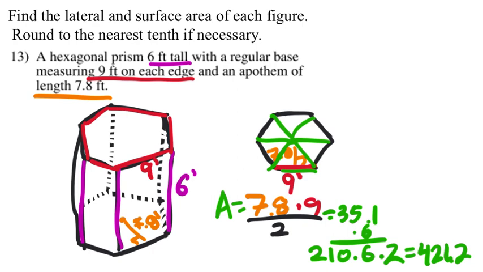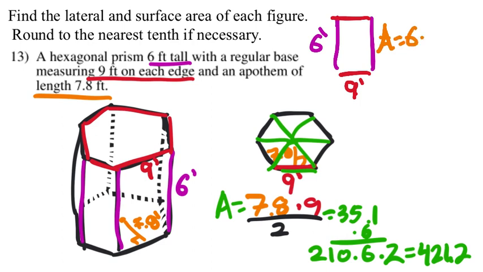Now, the other shape that we have is the rectangles. So something like this. And I'm trying to color coordinate these so that we know that purple is 6 feet, and then the red is 9 feet right there. We do want the area of that full rectangle. So the area of that rectangle would be 6 times 9. Well, that's just 54 square feet. And how many of those rectangles are there? Well, there's 6 going all the way around. I got 1, 2, 3, 4, 5, and then 6 right there. So we need to multiply the 54 by 6.